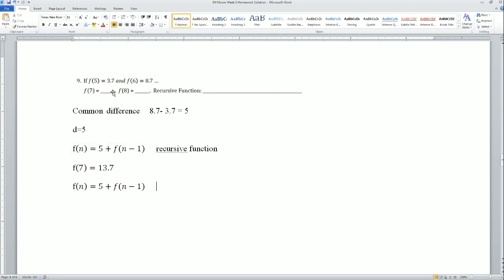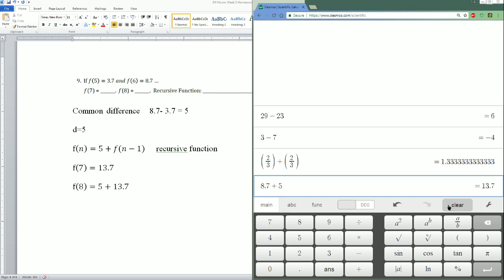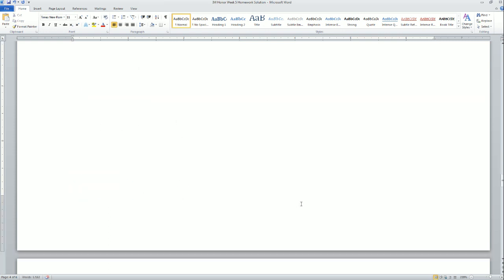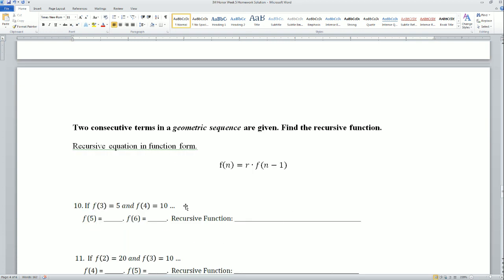I'm trying to find function of 8, so plug in 8 here for n, plug in 8 here for n. What is 8 minus 1, which is 7, right? That's the previous term. What is function of 7? Function of 7 here was 13.7. So again, let's check that in the calculator. What is 5 plus 13.7? 18.7. Good. So here it becomes 18.7. There you go. That is function of 7, and that is the function of 8 for this sequence. Good. That is 9. Oh, next.